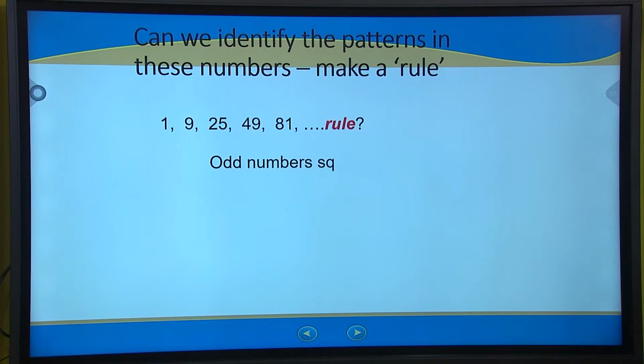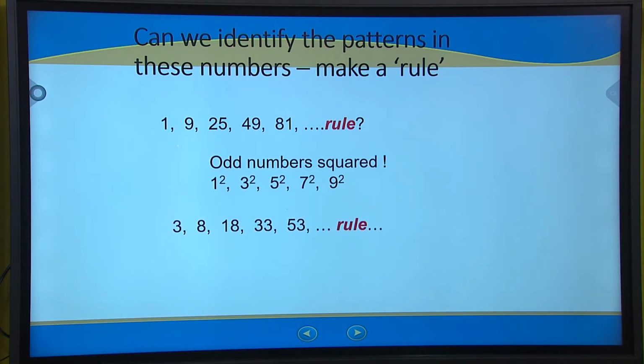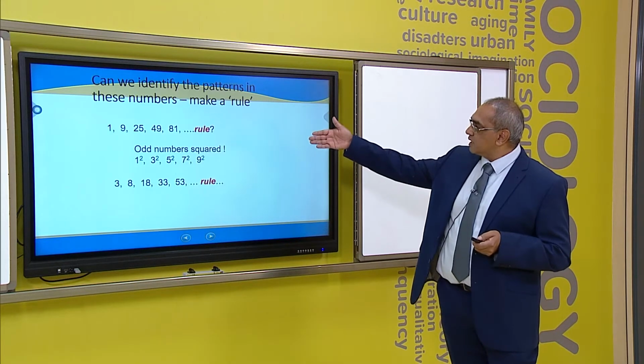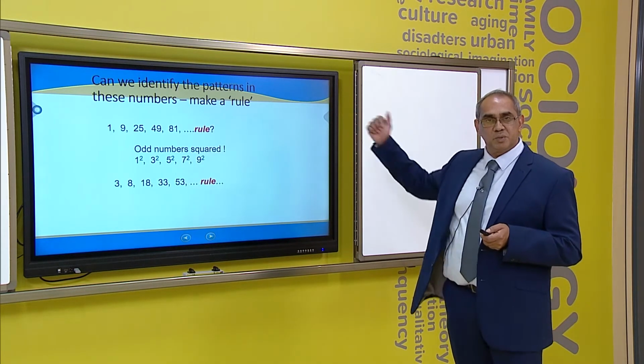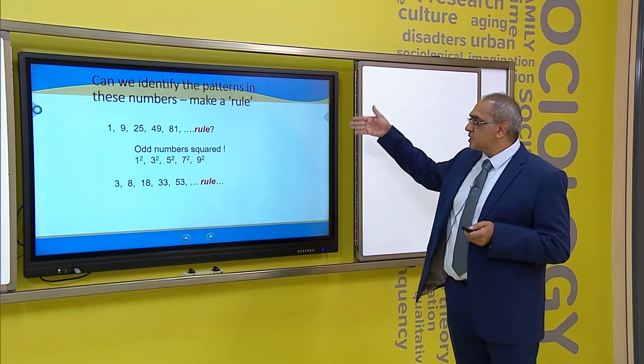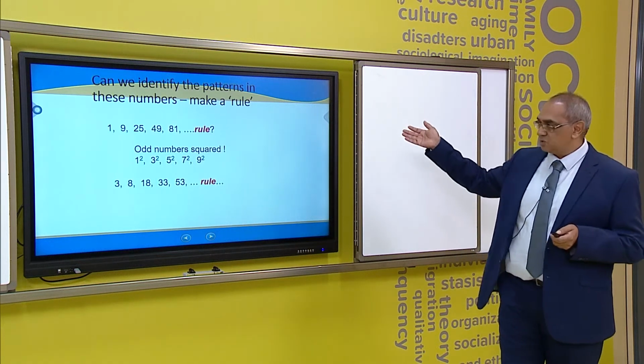And these odd numbers are squared: 1, 3 squared, 5 squared, 7 squared, 9 squared. Okay, so I can say that is the rule. I take an odd number and I square it. So the next number will be 9 squared, 11 squared, 121. Next number, 13 squared, 169, and so on.